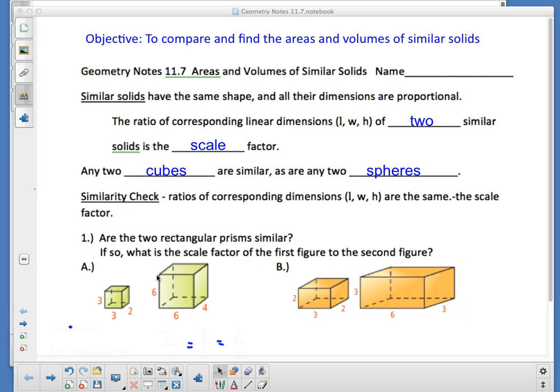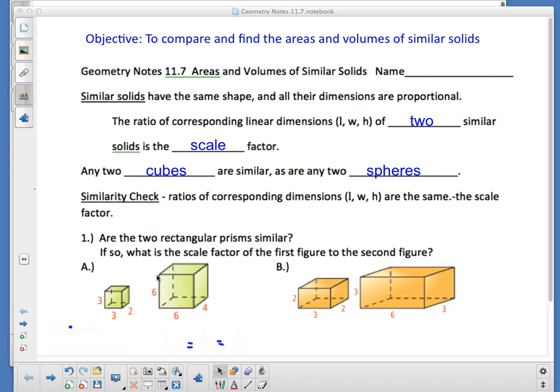Okay, now, objective: to compare and find the areas and volumes of similar solids. Similar solids have the same shape and all their dimensions are proportional. The ratio of corresponding linear dimensions (length, width, height) of two similar solids is the scale factor. Gosh, this sounds like we've done this before, right? We did, section 10.4, okay?